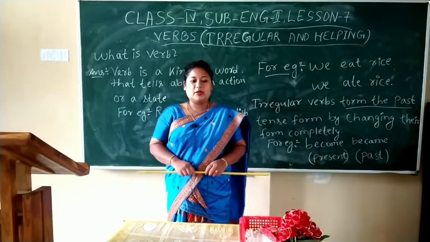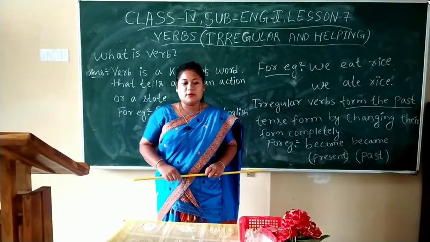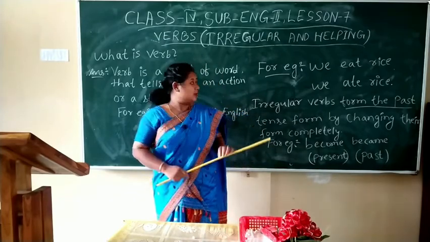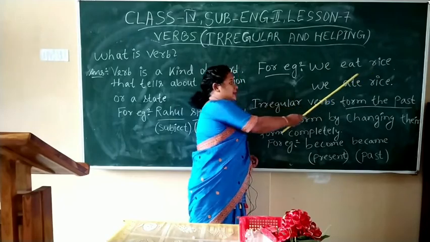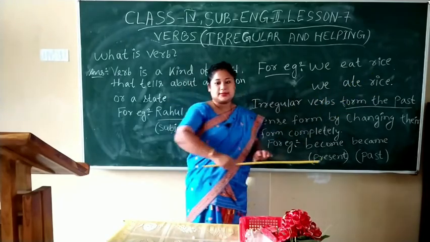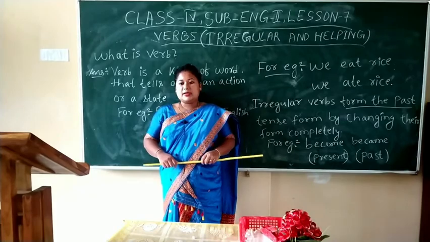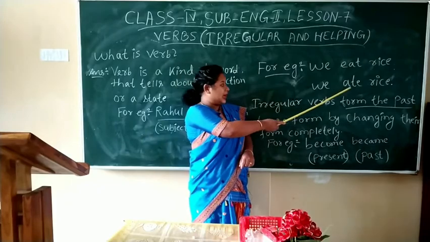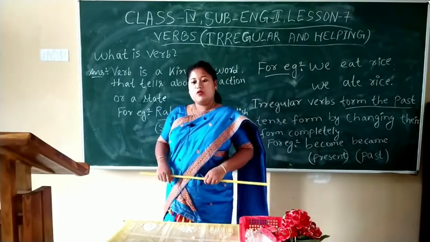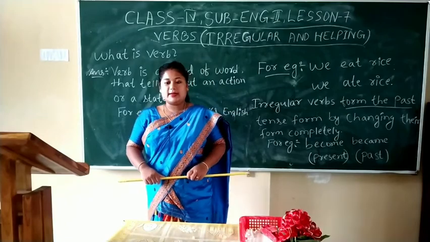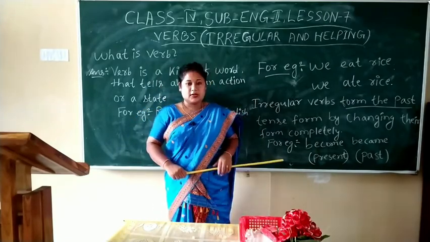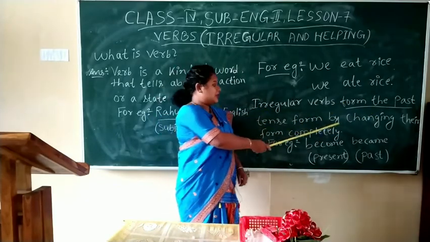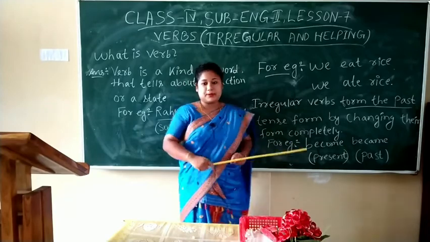Now, I'm going to explain to you about irregular verb. First of all, I shall make you clear about irregular verb by giving an example. We eat rice. We ate rice. In this example, the present form of verb eat is changed to past form of verb ate. Here we see the verb ate is changed completely from eat. So irregular verbs form the past tense form by changing their form completely.